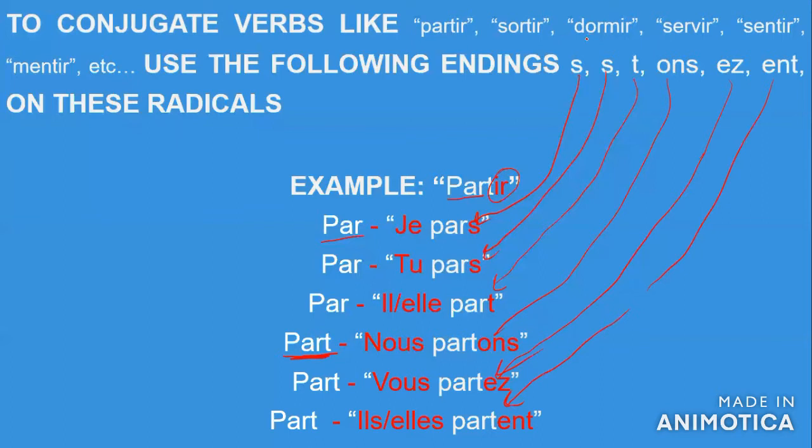Let's say that you have dormir, right? Dormir. What will be the radical for je, tu, il, and elle? Remember, we will take three letters first of all, and that's why we will use dor, 1, 2, 3, and we add S. You have it right here. And when you get to nous, you take the fourth letter, then you will have the radical like this, and you add ONS on it. That's why you say nous dormons, okay?